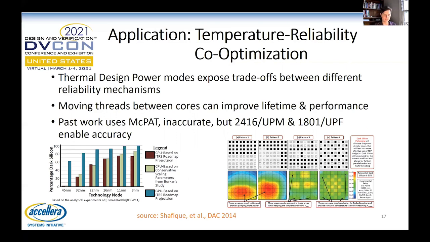I've included images from one of my favorite papers on this topic that appeared 7 years ago. Again, we see that this work used McPAT despite its inaccuracy, but it's reasonable to think that if an accurate alternative were available with 2416 and 1801, the designers would want to start using it.